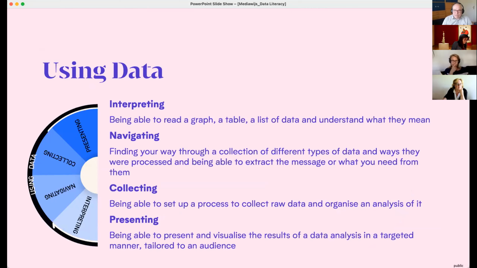Being able to navigate, finding your way through different collections, different types of data, and how they're processed, and how we can extract information, messages from that. Collecting, being able to set up a process of collecting raw data, organize this and analyze this yourself, and then presenting, being able to present and visualize the results of data in a targeted manner.